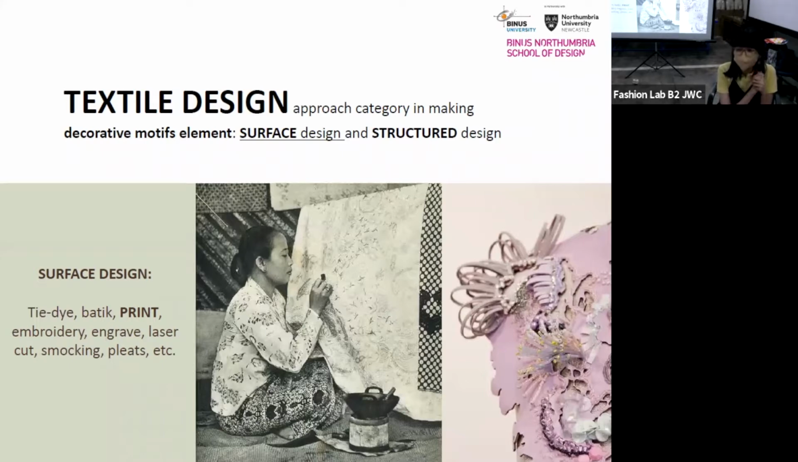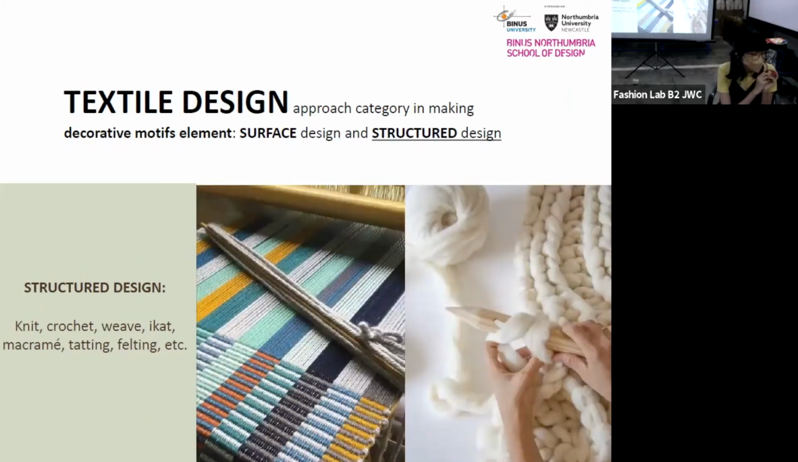The previous technique that we did in our first session belongs to surface design. Okay? Yang kita bikin tadi itu masuknya ke surface design. And then there's the second one, structured design. In structured design, the examples are knit, rajut ya, crochet, rajut-rajutan, weaving, tenun or anyam, and then there's also ikat technique, macrame technique, felting, and tatting, and also other techniques.